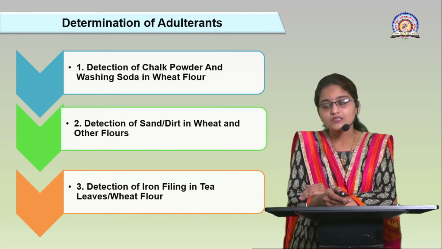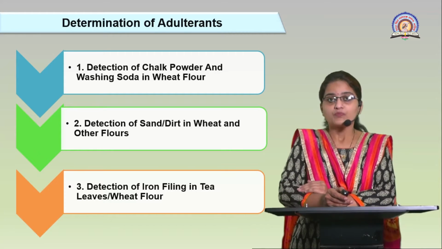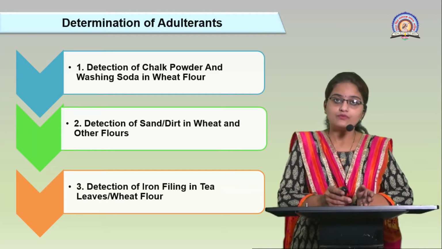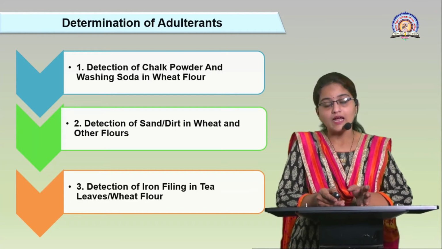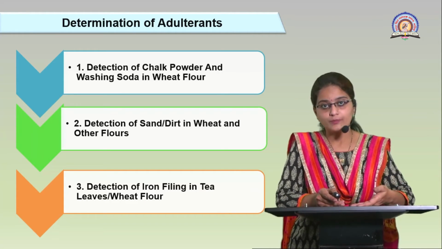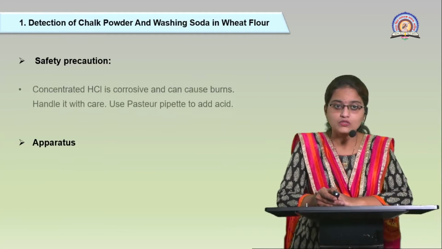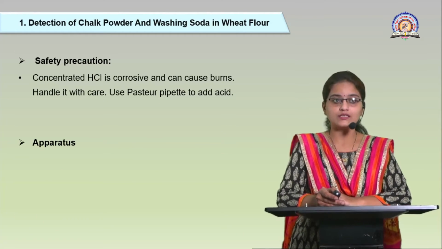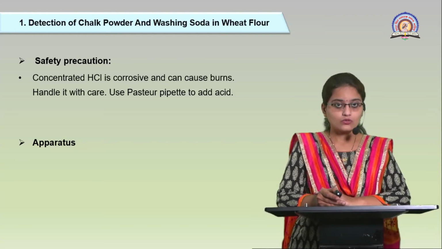Now the question is, why is wheat flour actually getting adulterated? The main thing is that wheat flour is needed on a regular basis, meaning in large quantity, and to obtain more and more economic benefit, the wheat flour is getting adulterated. So let's move towards the first technique, that is detection of chalk powder as well as washing soda in wheat flour. For this technique we need HCl, that is hydrochloric acid.